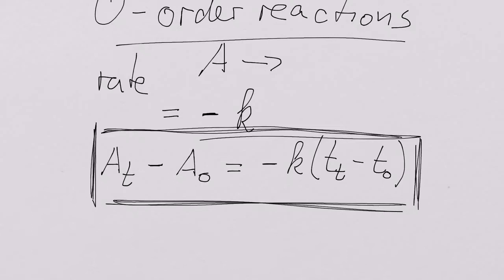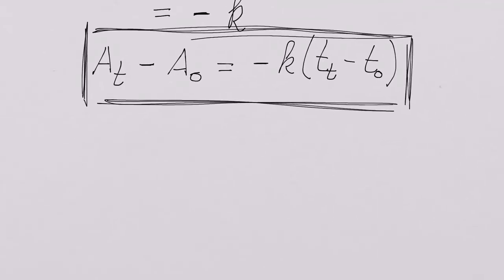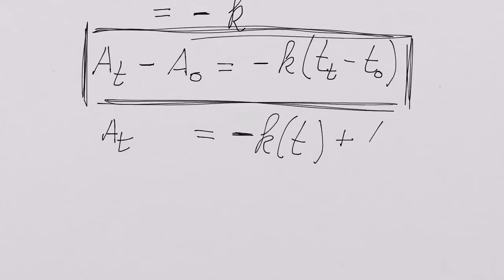You can, of course, rearrange this equation where you say basically A at the time t equals minus K times t. Usually you would just write it as minus K times t plus A0, and you see that this is the equation of a straight line. So y equals mx plus c.